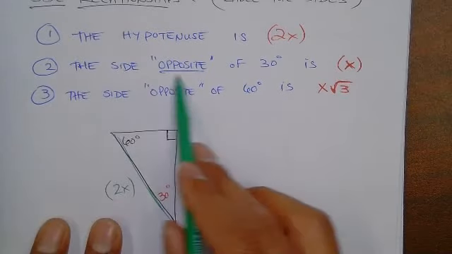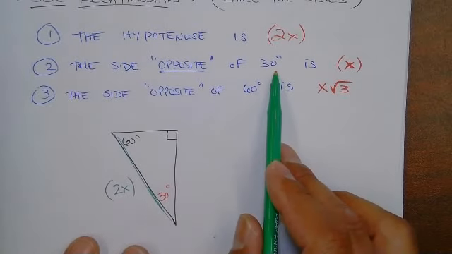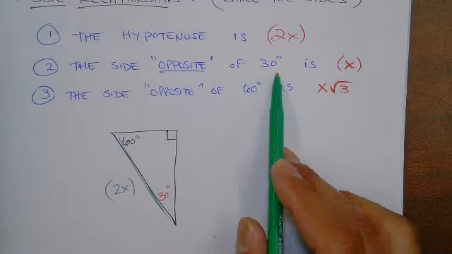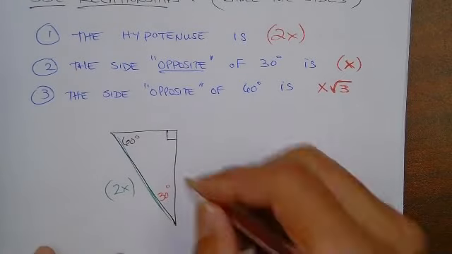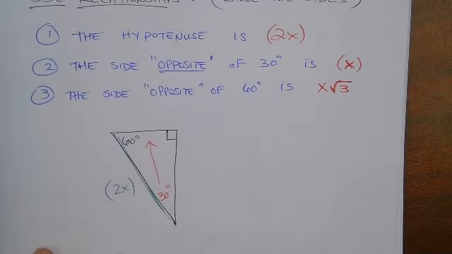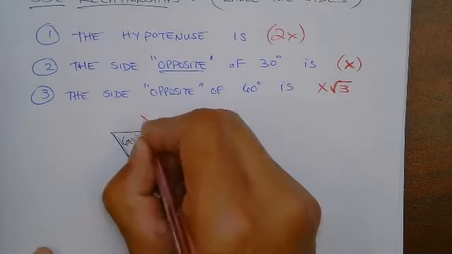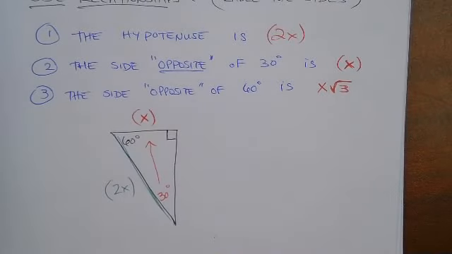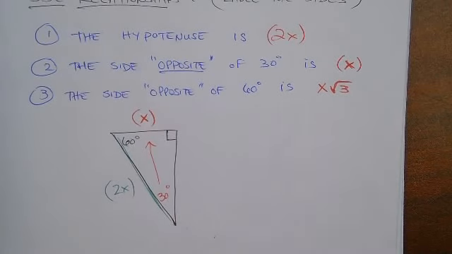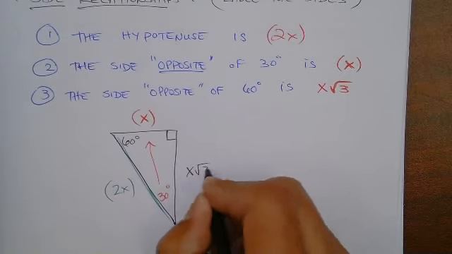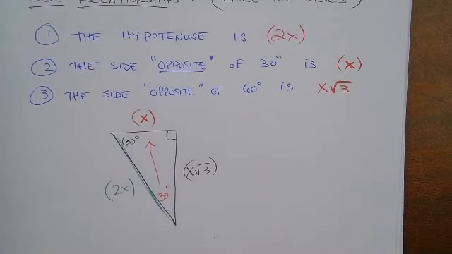Which one's next? The side opposite of 30. Look for the 30-degree angle. That's why I want you to write them in. And the side opposite of 30 is what? X. That should be this one over here. Everybody got it? And then there's only one side left. What's the last side going to be? X root 3. That's how I need you to do it. Okay, I'm going to stop the video here. Now go to your worksheet.